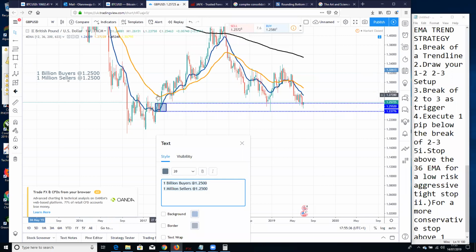1.2530, they will buy it. 1.2540, they will buy it. 1.29, they will buy it. They carry on buying because there are more of them in this market than the available sellers producing sell opportunity at a particular price level.